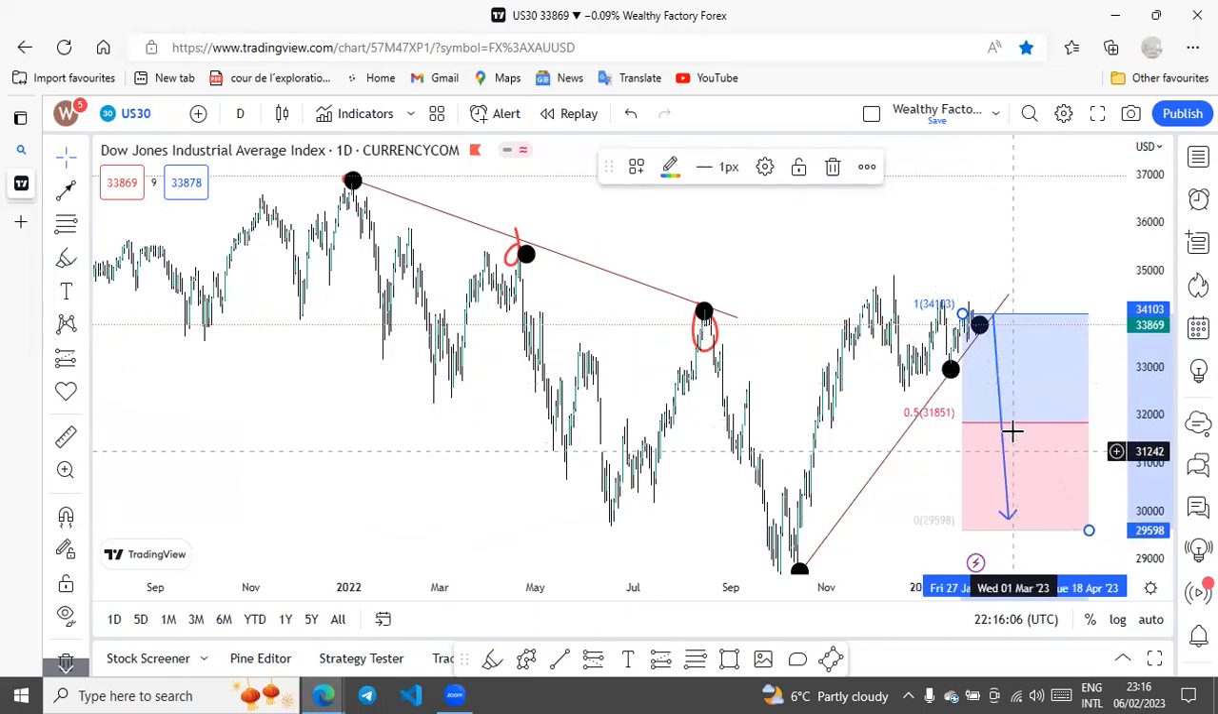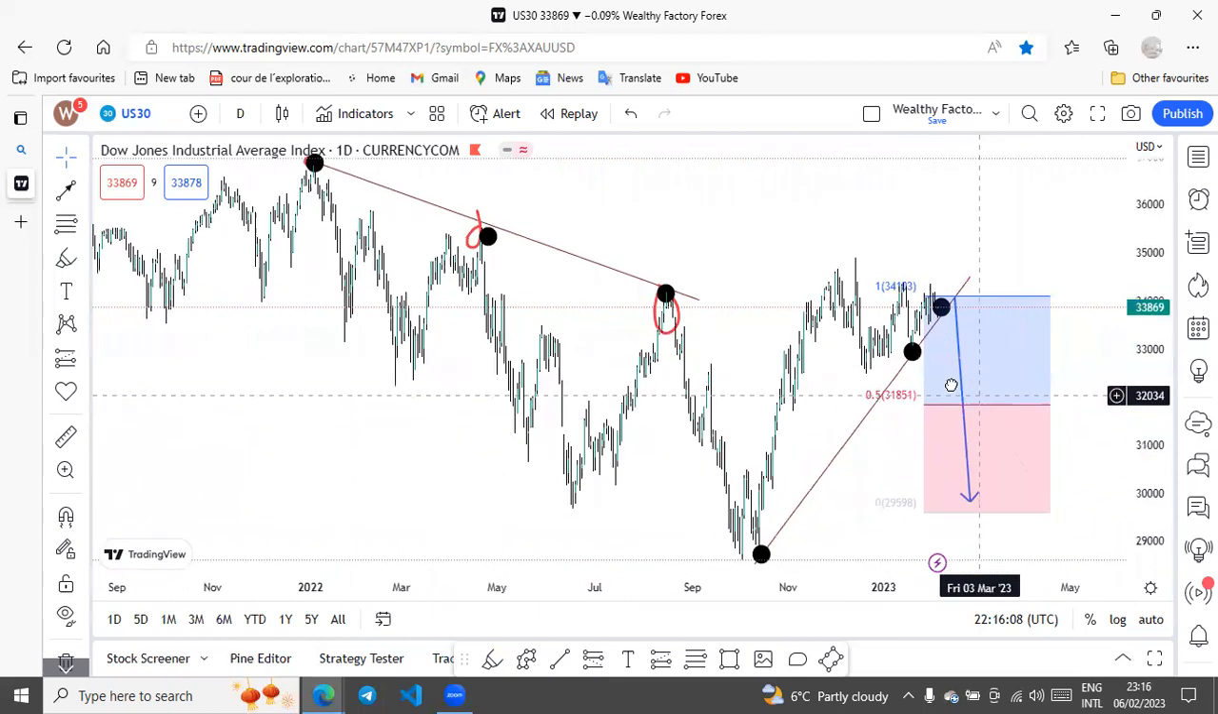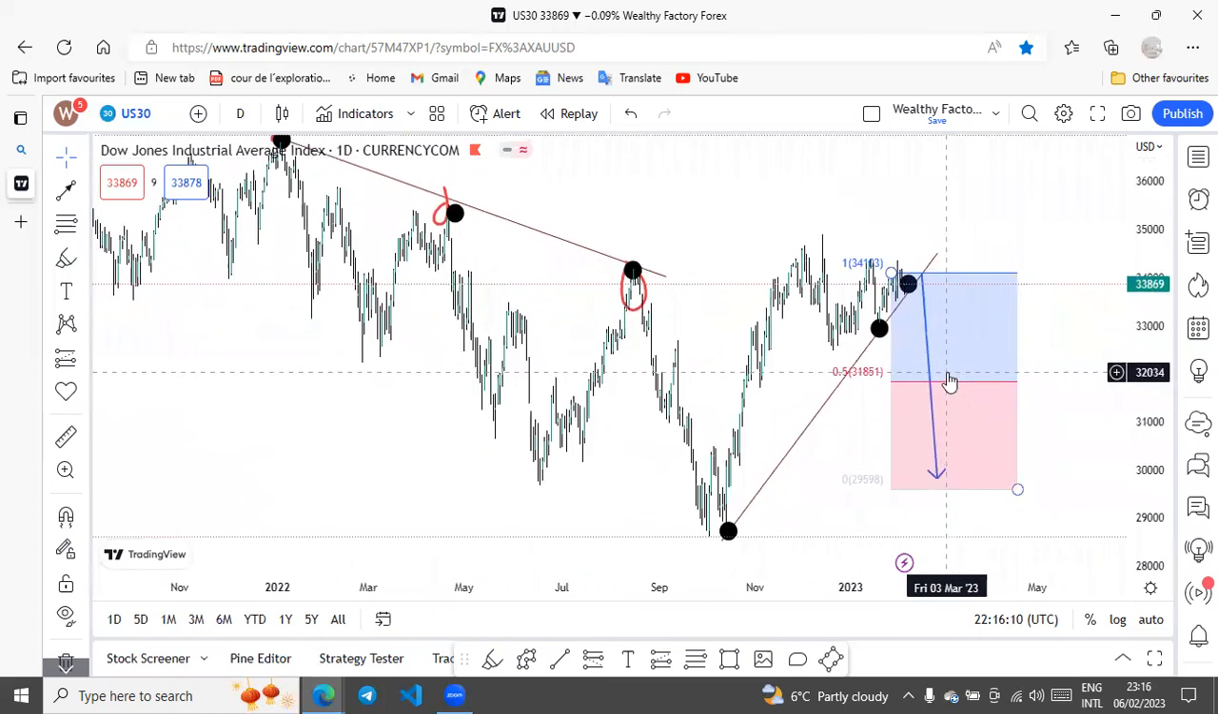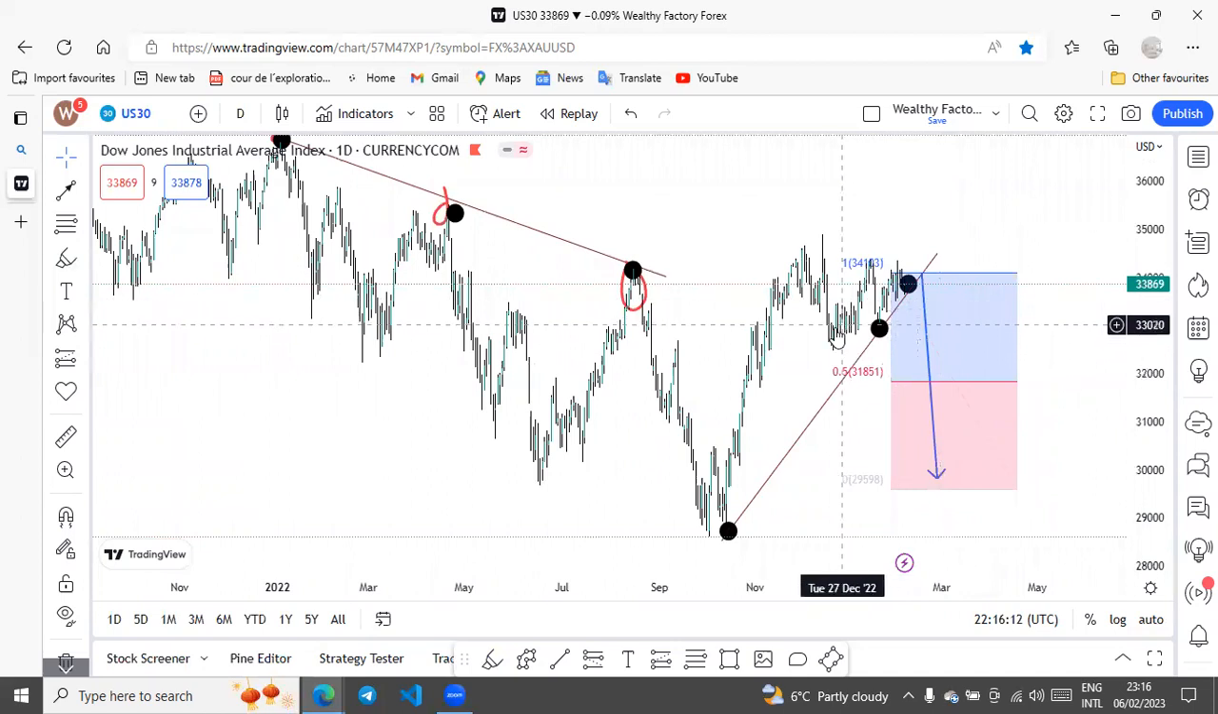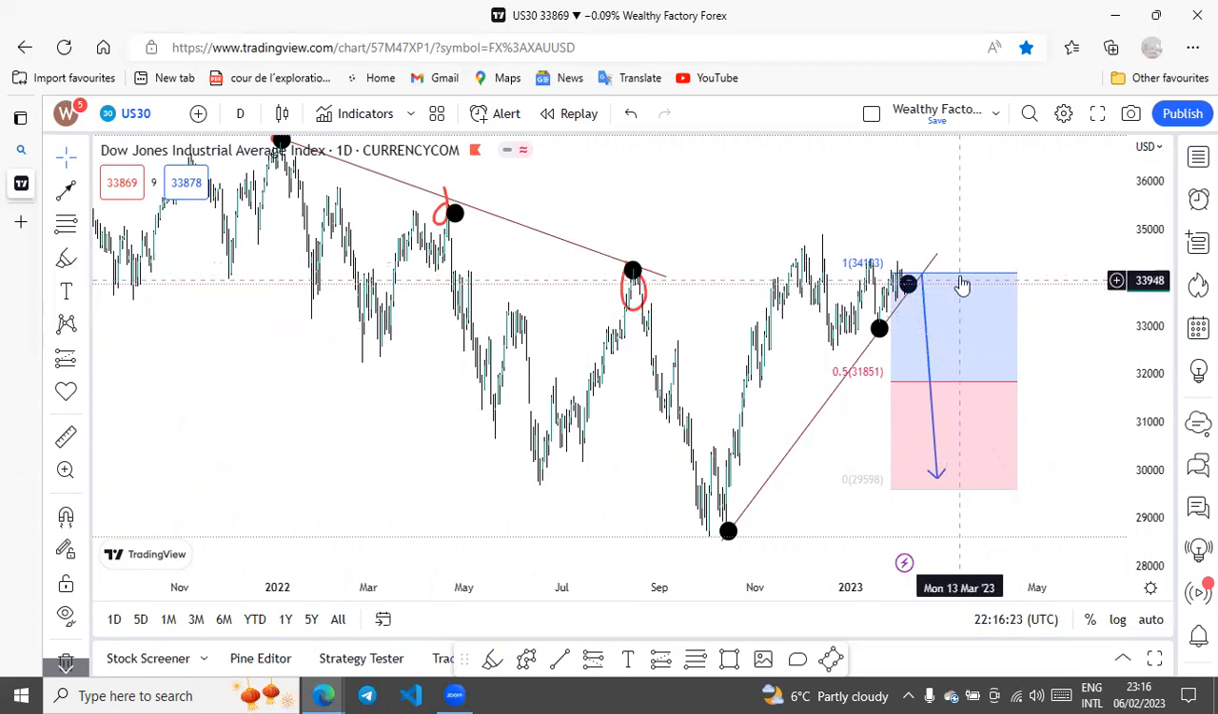So let's imagine that the market is going down. This market is going down, so we're going to be looking for sales. If this zone has been broken here, we are expecting the market to retrace to a certain level. So we are only going to sell when the market comes to the premium level.